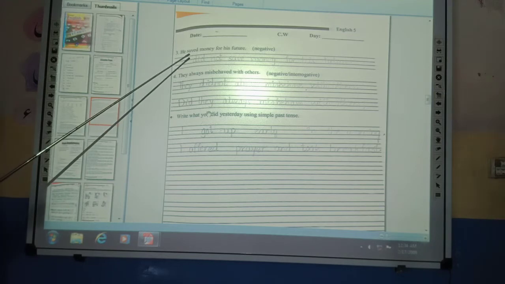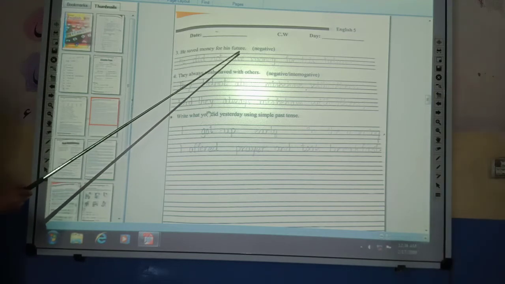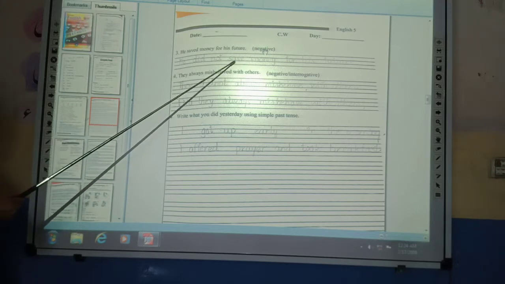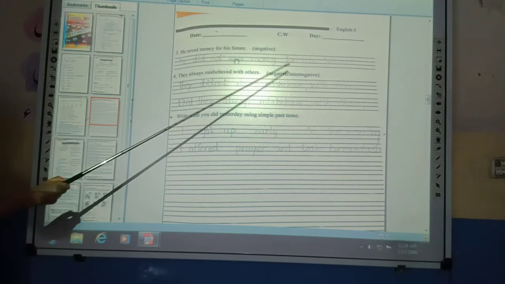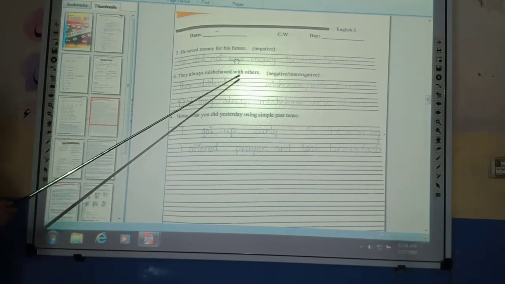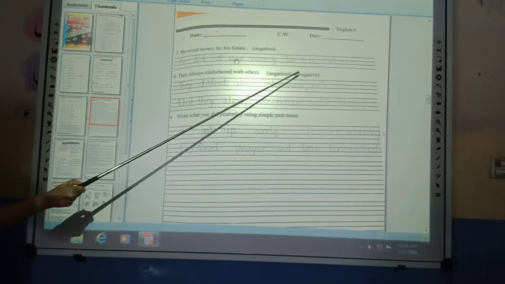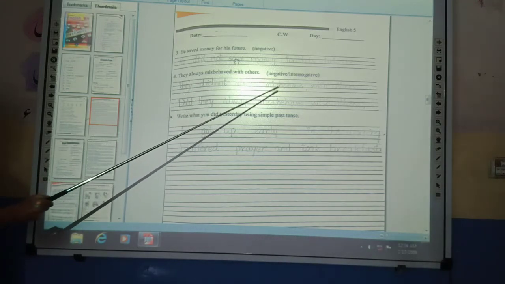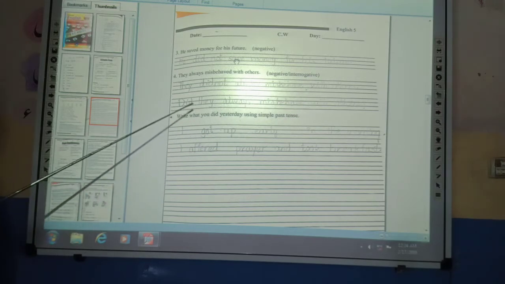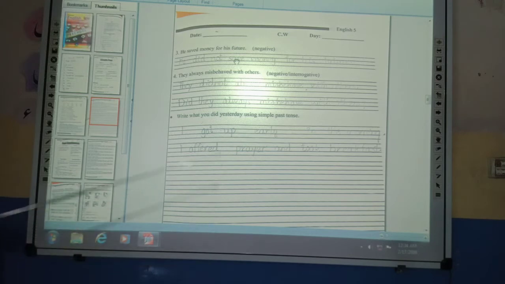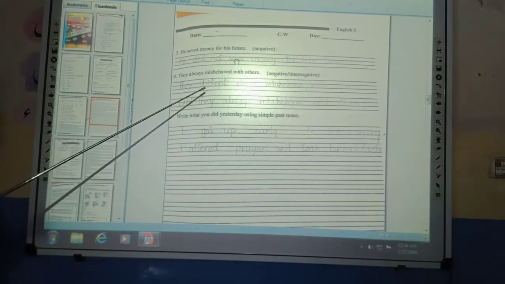Number 3: he saved money for his future. Negative: he did not save. First form of verb, money for his future. They always misbehave with others. Negative and interrogative: they did not always misbehave with others. Did they always misbehave with others? Students, you have to remember that we will use the first form of verb after did not.